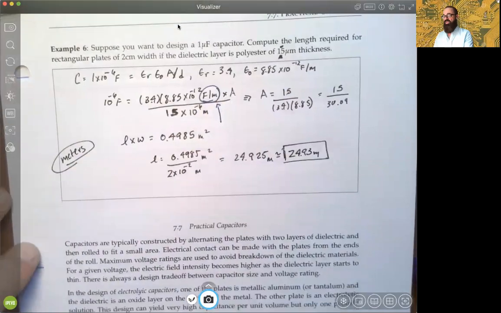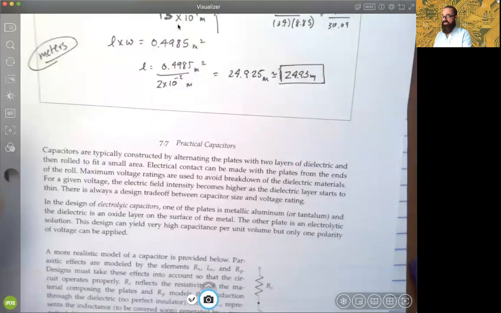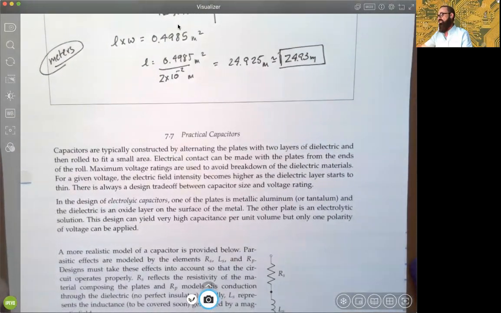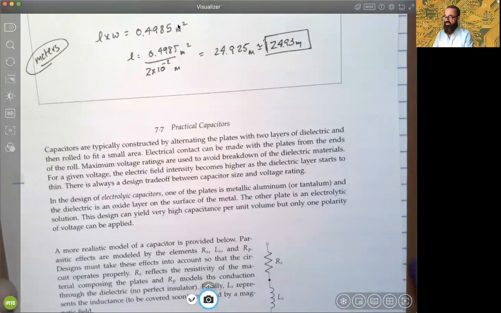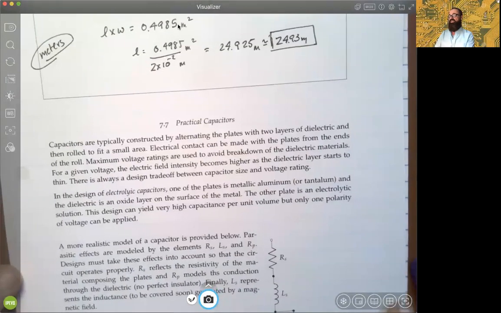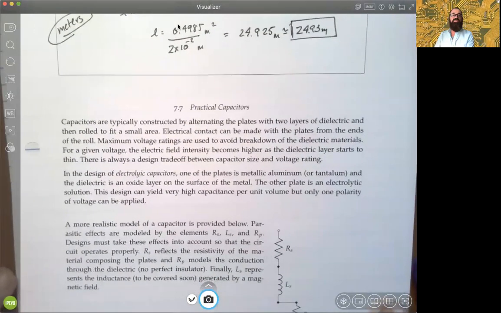So the last section in this chapter on capacitors is just a discussion of what happens in the real world in terms of what levels of capacitance you can really maintain and what's realistic. And we'll do a slide example illustrating it. So they're typically constructed, I'm at the bottom, well, in the middle and towards the bottom of page 89. They're constructed by alternating plates with 2 layers of dielectric and then rolled into a small area. So you could think of it like a jelly roll kind of a situation.